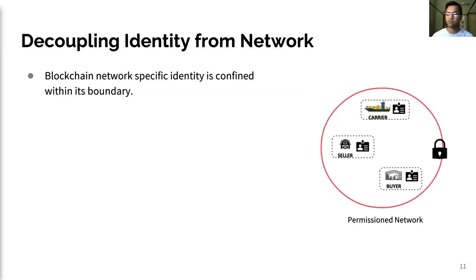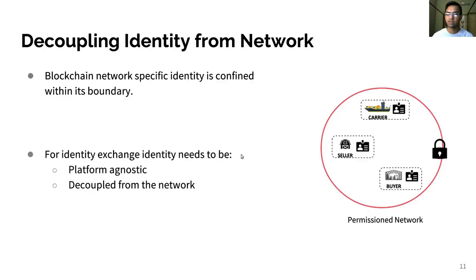The first step towards building this identity plane is decoupling the identity of the participants from the network. So the blockchain network specific identities are confined within the network boundary. For example, in Hyperledger Fabric, the Fabric certificates of the participants are specific to the network and are not manifested outside the network boundary. So for identity exchange, this identity must be platform agnostic and it also must be decoupled from the network so that it can be made available outside the consortium boundary.